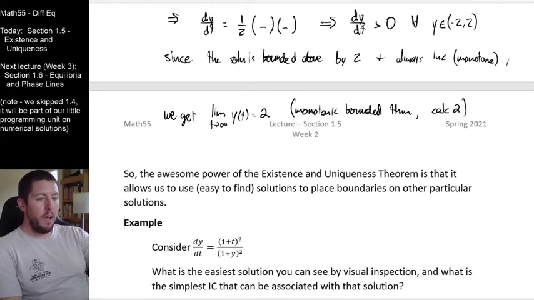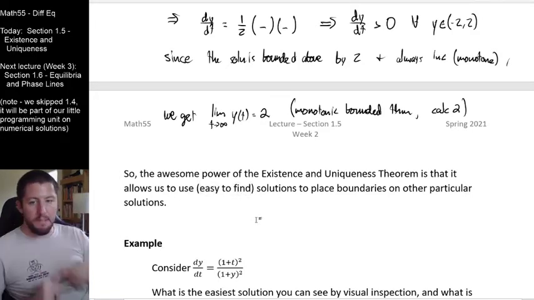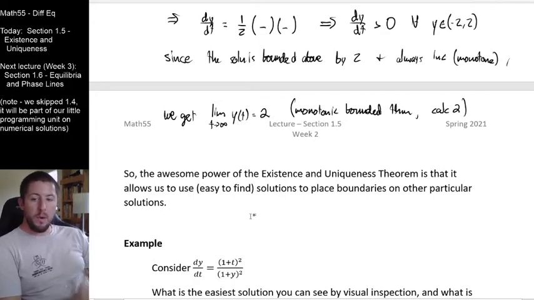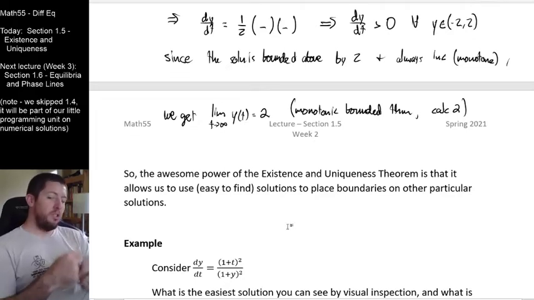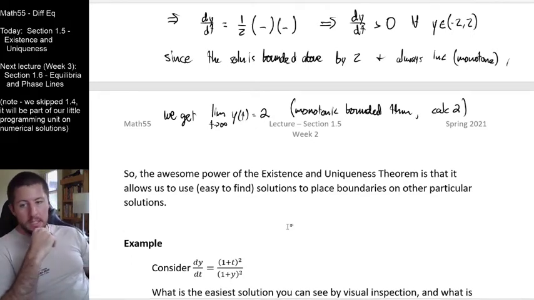So the awesome power of the existence and uniqueness theorem is that it allows us to use, and I put in parentheses there, easy to find solutions to place boundaries on other solutions. So knowing that you have one solution bounds all the rest of them. That's really valuable for us. Now, even better than that, later this semester, we're going to see solutions that are things like circles. Well, that's an epic boundary line right there, because that means that any solution that starts inside of it is going to have to remain inside of it forever. And solutions that start outside of the circle are going to have to be outside the circle forever. That's some great boundedness concepts right there.